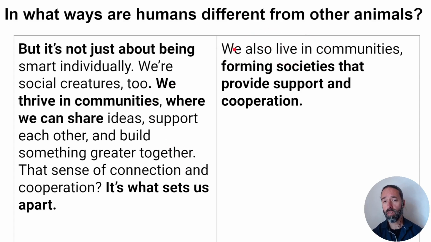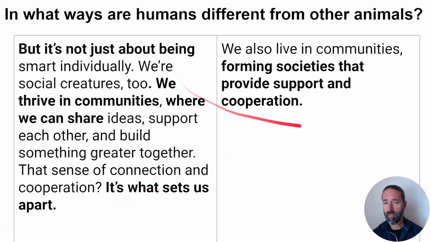"But we also live in communities." Again, it's not just about being smart individually. So we're connecting the previous part with this part. It's not only about being smart, but also being together, so you're connecting those two paragraphs. "We're social creatures. We thrive in communities where we can share." So you have a relative clause, "where we can share", to add more information and support ideas. "That sense of connection and cooperation, that's what sets us apart."